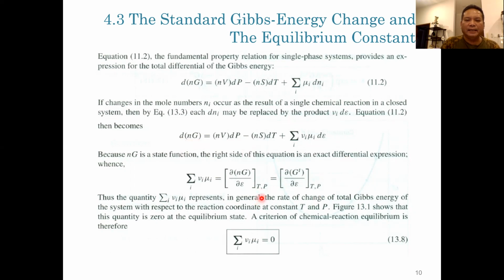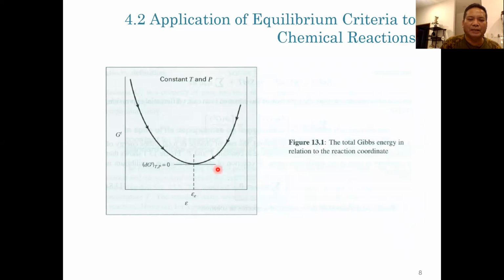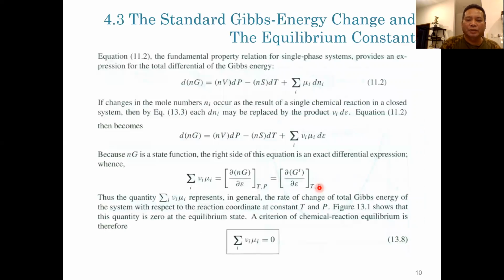And since it is in equilibrium, what does it mean? Delta G here should be what? 0. Delta G should be 0. Remember this graph here, the slope is 0, it is horizontal. So this again will be 0 at equilibrium. So the summation of stoichiometric coefficients nu_i times chemical potential mu_i should equal 0. This means the reaction process has achieved equilibrium.